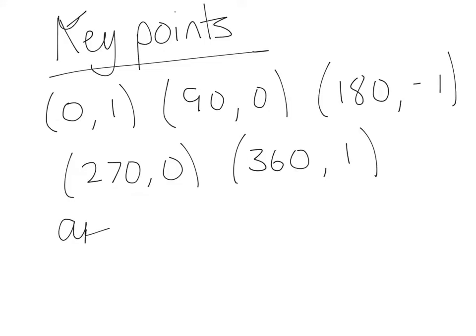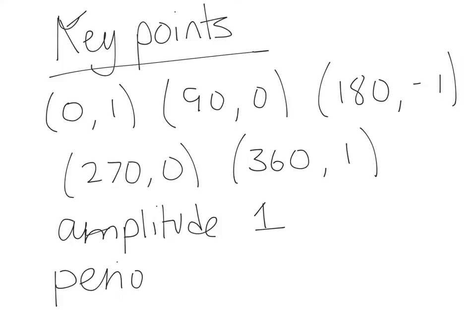Again, if we look at the amplitude, remember the amplitude was the maximum minimum heights, so it goes between 1 and minus 1. So the amplitude is 1. And the period, we said, was the length of one wave. So one complete cycle of the cosine wave is between 0 and 360. So the period is 360 degrees.